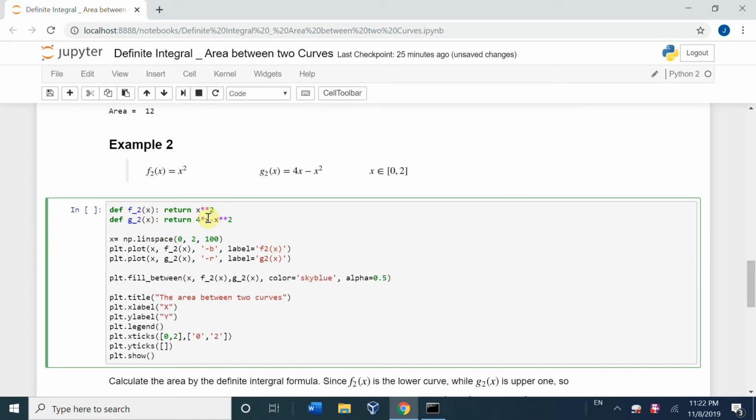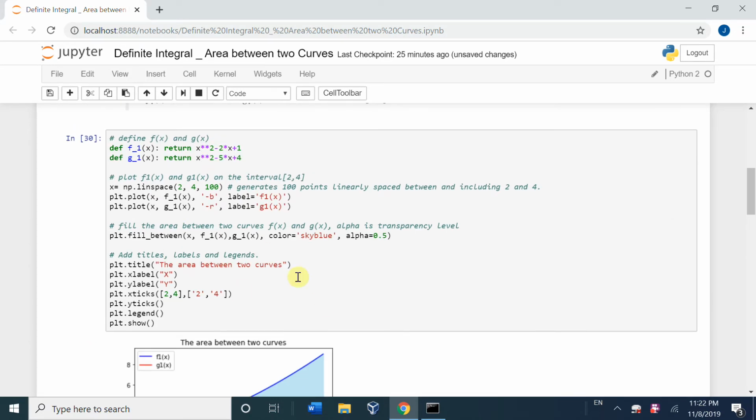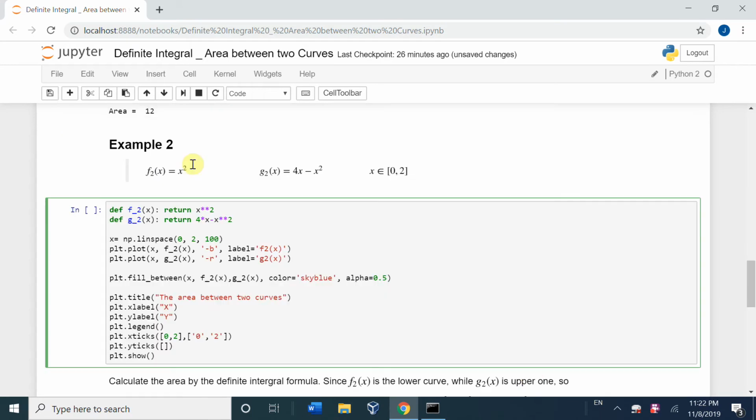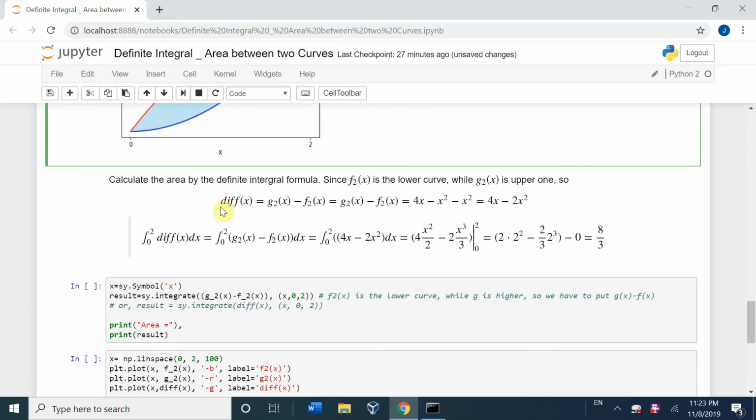First, define those two functions. Those codes I just copied from the first example. We change them to the new functions. Everything is almost the same. And the interval is 0 to 2. So I just make the function for the difference, g minus f. And we can get the answer, which is 8 over 3.